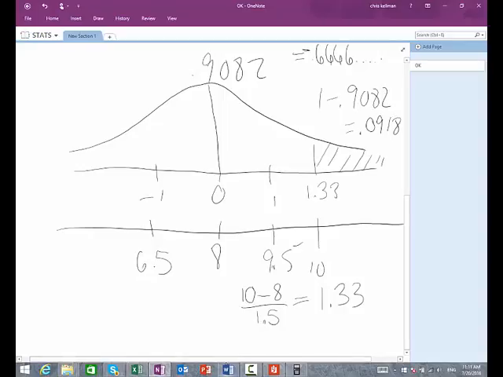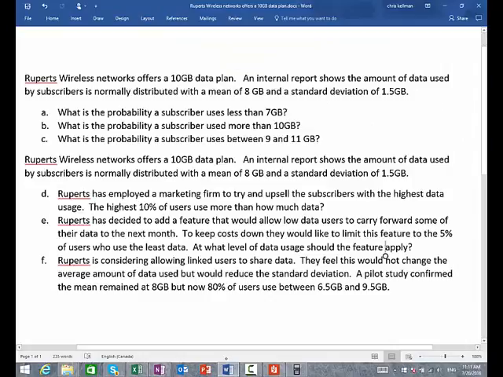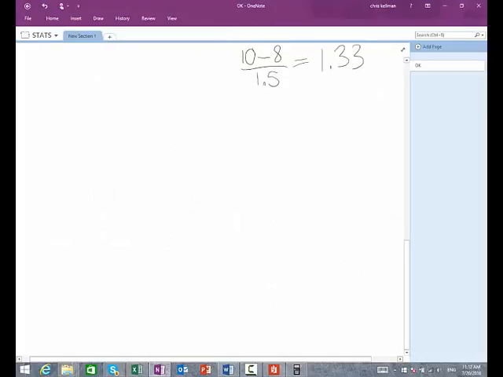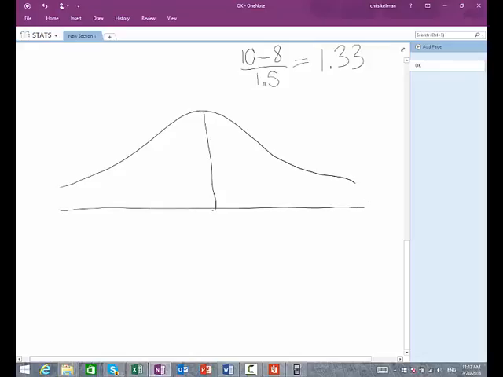Let's go back and have a look at part C. And part C wants to know what is the probability that a subscriber uses between 9 and 11 gigabytes. So hopefully getting neater each time. Yeah, it doesn't look bad. Go up 1, just for fun, we'll go down 1. Then we'll put our number line down here, 8 in the middle, 9.5, and 6.5.